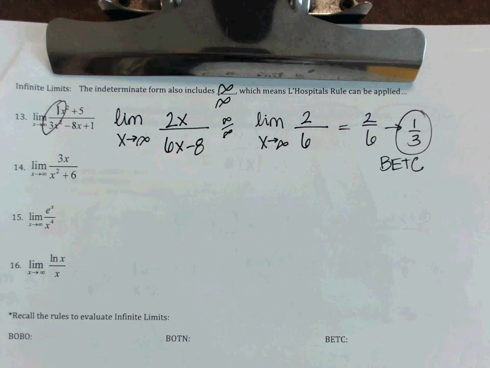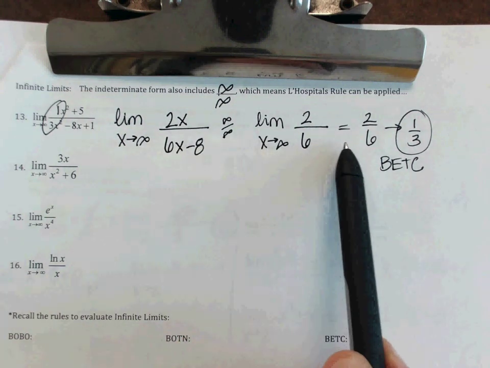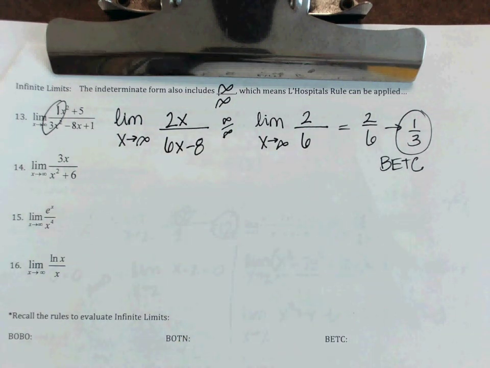Yes, so listen one more time. You already know how to do these. They're Bobo, Botan, or Betsy. I'm showing you where it comes from, and that's where I just want you to pretend like you care. So when you're doing this on the AP test, would you show this work? No. You would just put 1/3 and move along.